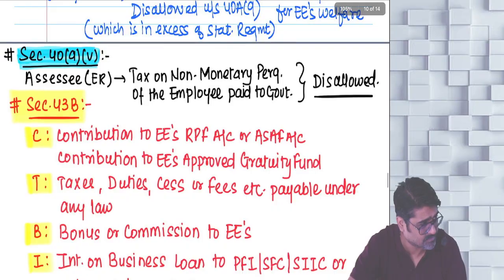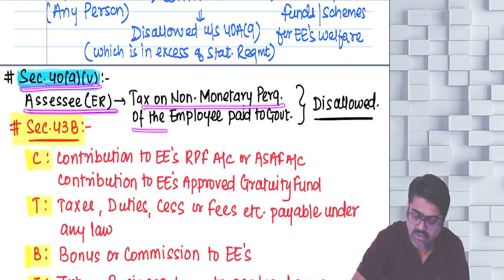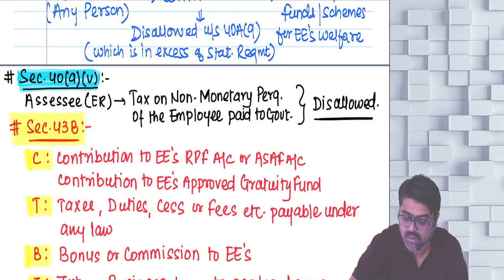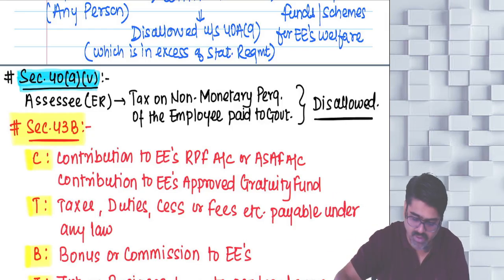Will you remember this? And section 40(a)(v), I have already told you yesterday: tax on non-monetary perquisite of the employee paid to the government by the employer. Are you an assessee? Yes. Are you an employer? Yes. Are you paying the tax on the non-monetary perquisites of your employee? Yes. That is fully exempt in the hands of the employee under section 10(10)(C), and that will not be treated as your business expense, will not be allowed as a deduction under the head PGBP, as given in 40(a)(v). I have already told you this. It was supposed to be written somewhere, so I have written it here.